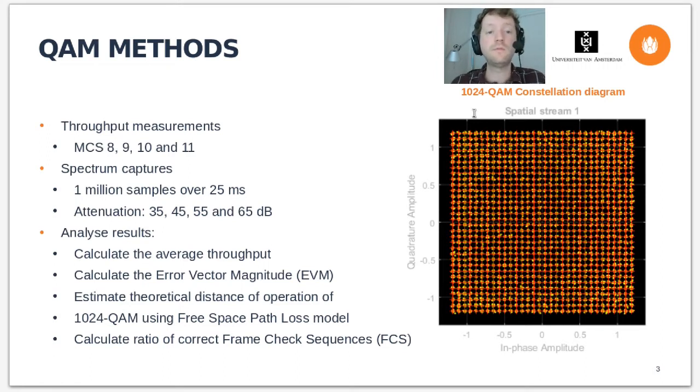Then, we calculate the average throughput for each modulation encoding scheme. In addition, the error vector magnitude is calculated using the spectrum captures. The obtained EVM values are used to calculate the maximum range of operation using the free space path loss model. The ratio of frame check sequences is calculated as well.